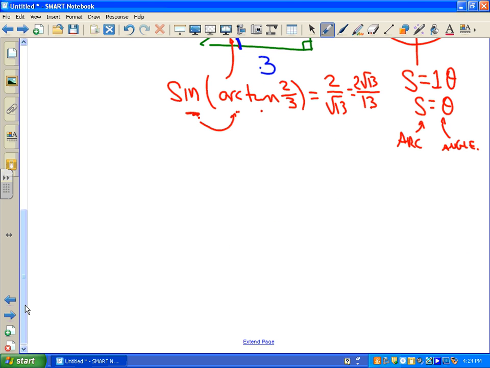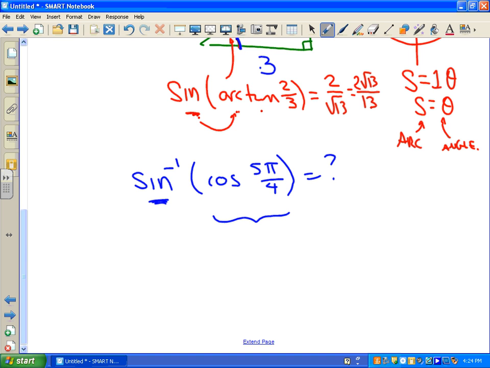Okay. Let's try one that's a little bit different. Now we're going to ask, what is the sine inverse of the cosine of 5 pi over 4? So here's your task. Well, just like all algebra, we work with the parentheses first, and we first need the cosine of 5 pi over 4. That's a standard unit circle problem.